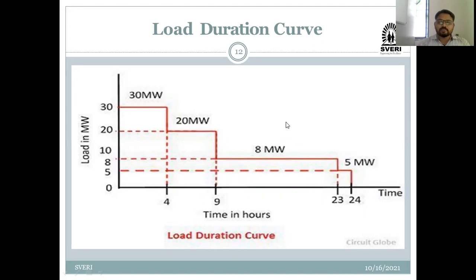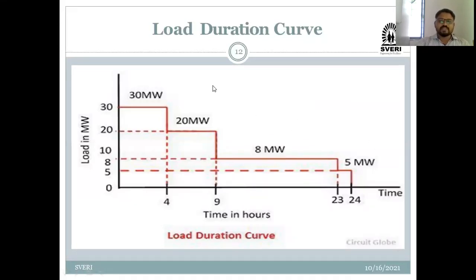Now, by taking the reference of that point, we are going to study another important point, the load duration curve. What difference are you going to find in the load curve and the load duration curve? Are you finding some difference, or is it the same?